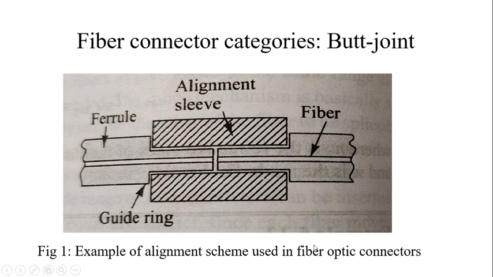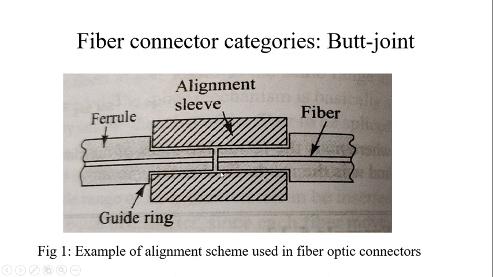The above figure shows butt joint connectors, also called the alignment scheme used in fiber optical connectors. This is optical fiber 1, this is optical fiber 2. These two fibers we are connecting; that is a removable connection. This is the ferrule, and this part is the alignment sleeve where we have longitudinal, lateral and angular alignments. This is a guide ring.